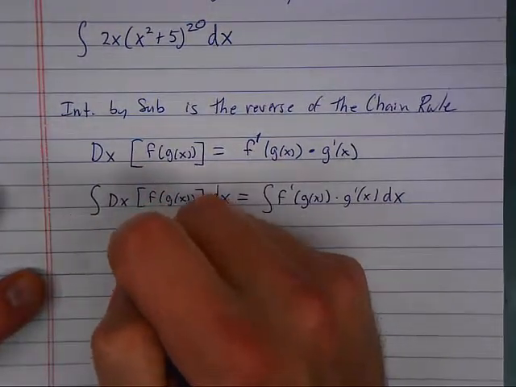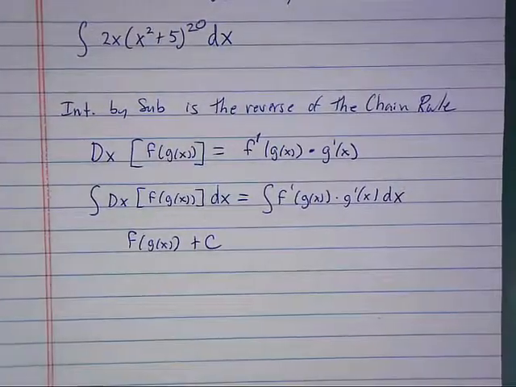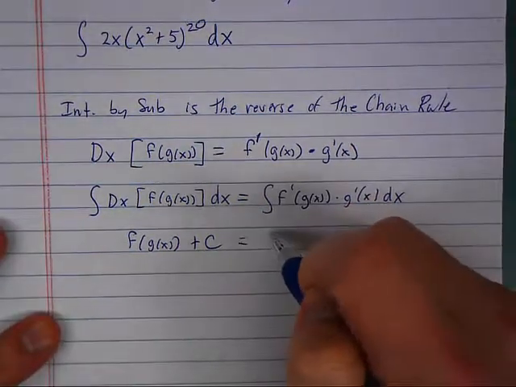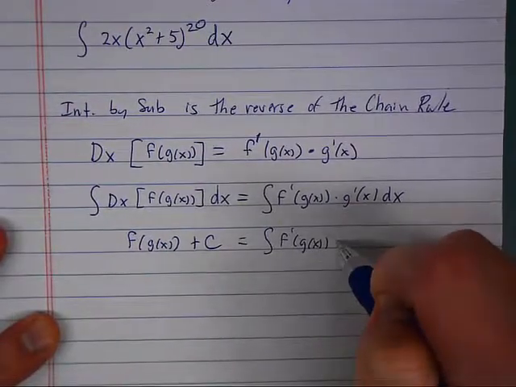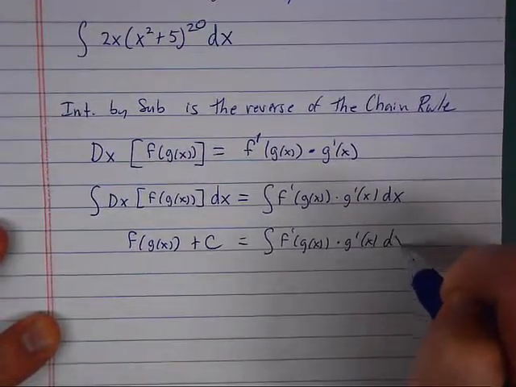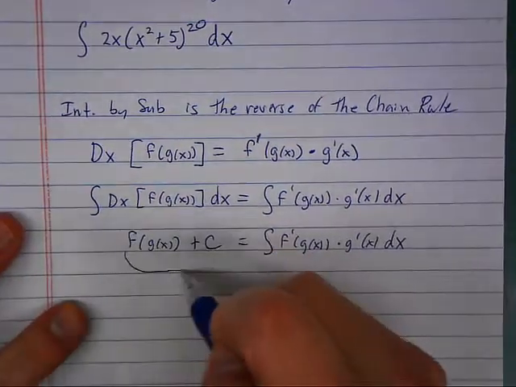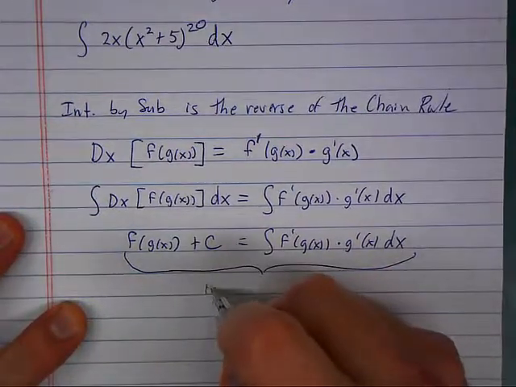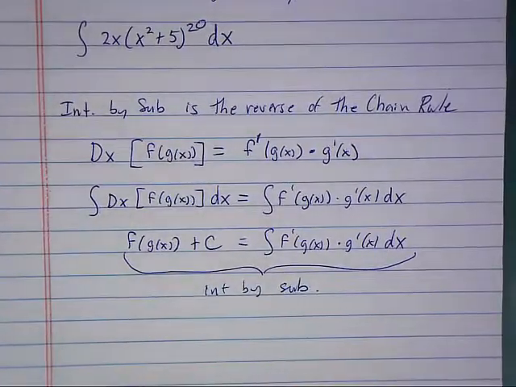So this should be f of g of x plus c, correct? When we do antiderivatives, we always have a plus c. Equals the antiderivative of f prime of g of x times g prime of x dx. All right, and this here is known as our integration by substitution formula. But very rarely will we actually write it like that.